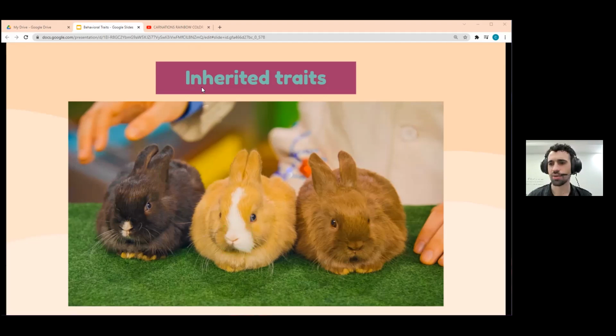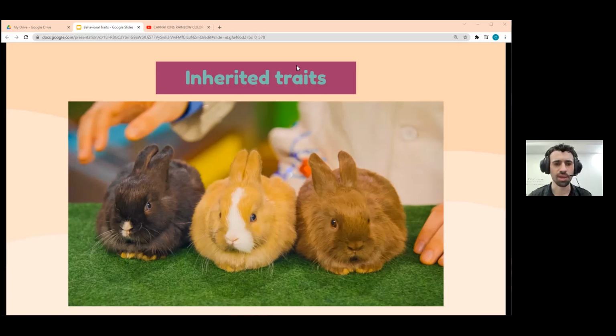Anyone have a guess? This is kind of hard. What might a bunny be able to do without learning? Pasta, do you have an idea? What could this bunny do without learning it? It just knows how to do it. What might these bunnies know how to do? Hop. There you go. Hopping is an inherited trait.